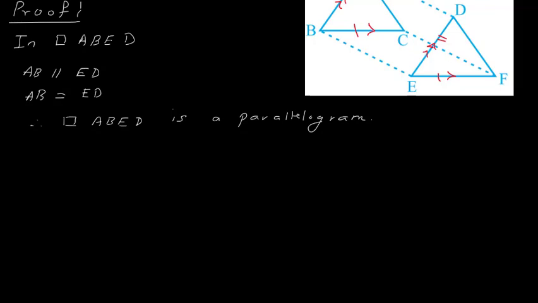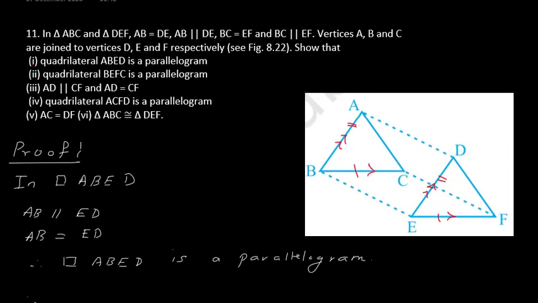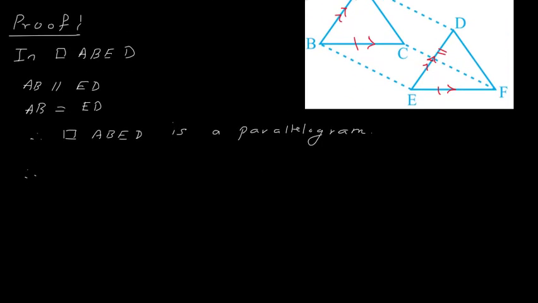So we have proved it. Therefore, as this is a parallelogram, I will now write that AD is equal to BE, and AD is parallel to BE. I will consider this as equation 1.